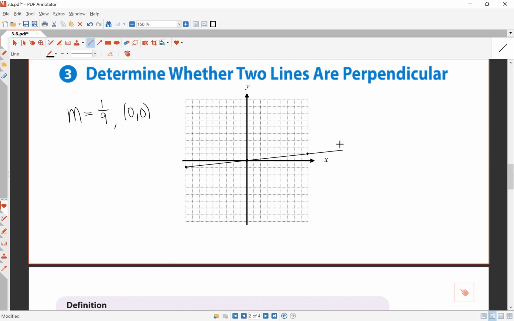Now, lines that are perpendicular to each other intersect so that they form 90-degree angles. And so to be perpendicular to this line, we know it looks something like this. It only makes sense then that if the first line went up 1 and over 9, our line that's perpendicular to it is going to have to go up 9 and left 1, and down 9 and right 1.